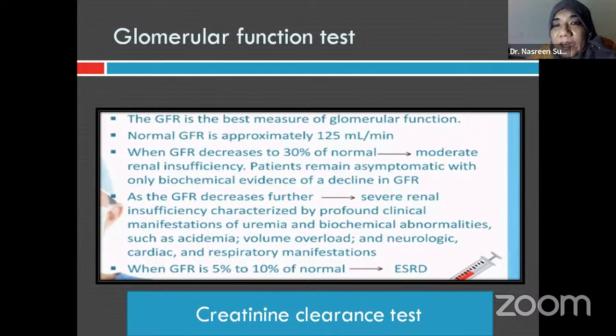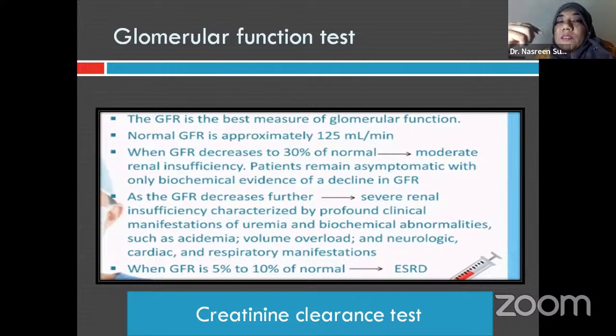Whatever the filtrate is there is going to pass through the proximal convoluted tubule, loop of Henle, distal convoluted tubule, and then collecting ducts, right? Normally the GFR will be 125 ml per minute. But if the GFR decreases to 30% of normal, then it can show some changes in the function of the kidneys.